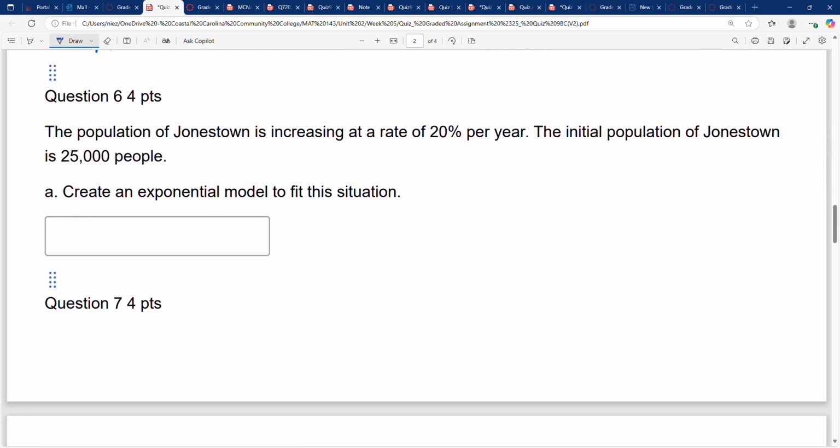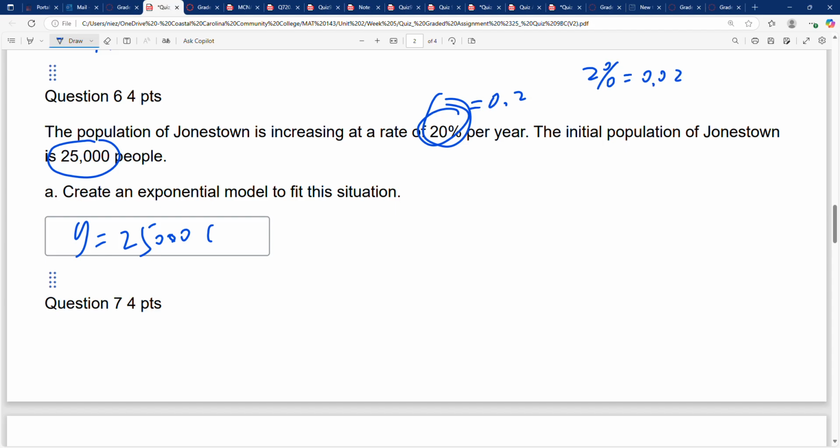Alright, now let's see question 6. The model: this is the rate, and this is the initial value, so y equals q0, the initial value, times 1 plus the rate. 2% is 0.02, and 20% is 0.2. So 1 plus 20%, that is 0.2, to the t's. Let's simplify it, so it equals this, times 1.2 to the t's.